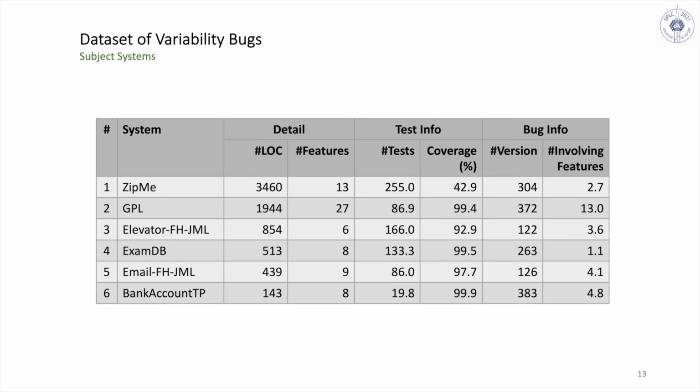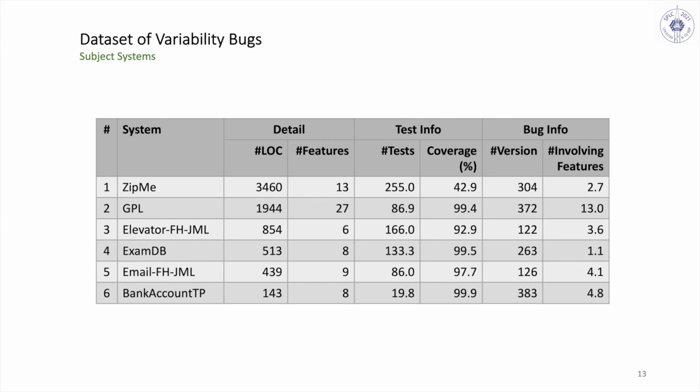In the experiment, we apply the process on 6 SPL systems collected from the SPL2Go website. The table shows basic results after we create the variability bugs. As you see, we generated a total of 1,570 buggy versions of 6 subject systems. The bugs contain modifications related to some mutation operator groups, such as arithmetic, conditional, or relational. The bugs are often injected into conditional or assignment code statements.